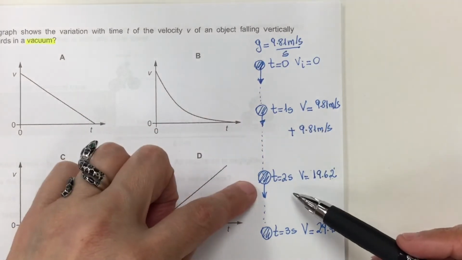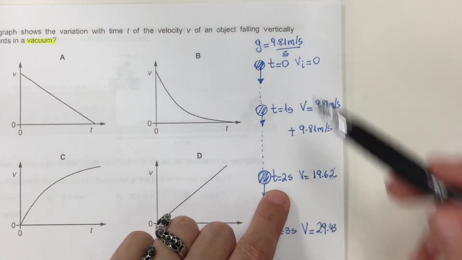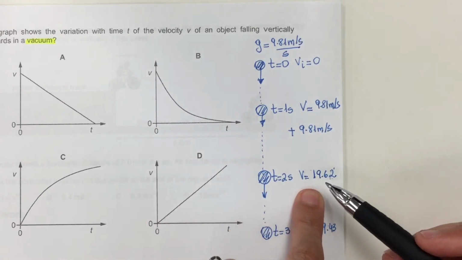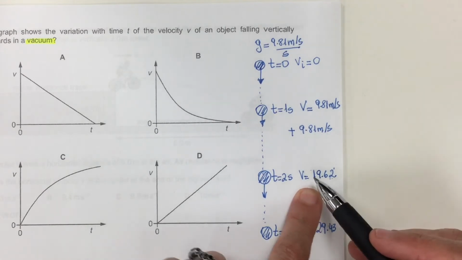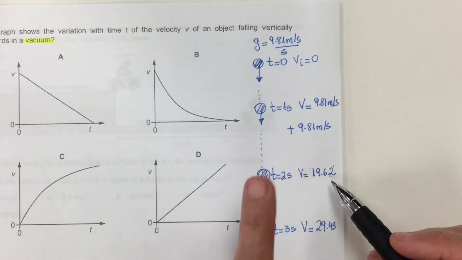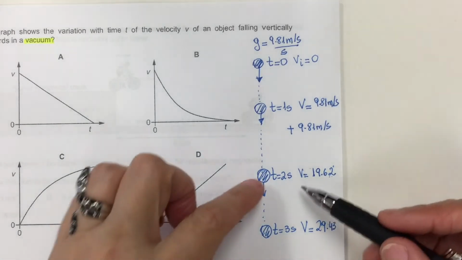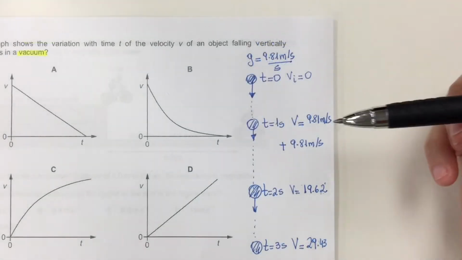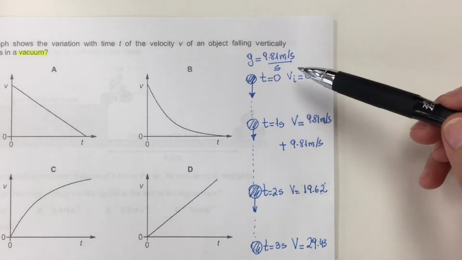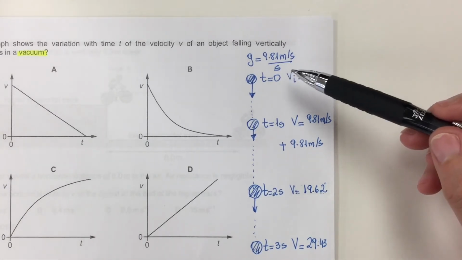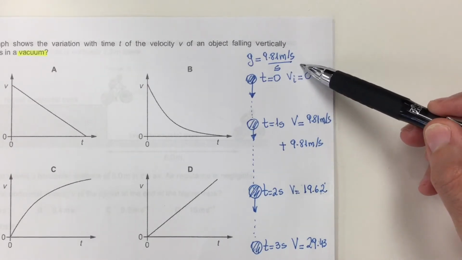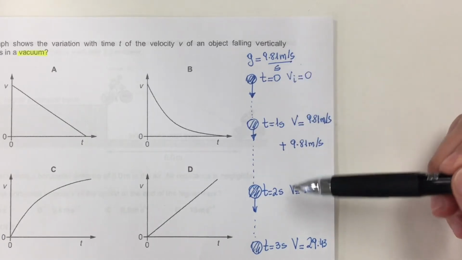So at 2 seconds, you'll have 2 times 9.81 meters per second. Now I have a velocity almost equal to 20 meters per second, which is 19.62 to be exact. And then 1 more second passes by. Now I am at 3 seconds, so the velocity is even higher. In conclusion, in this motion, we have a constant acceleration, which is 9.8 meters per second square, and the velocity is increasing over time.